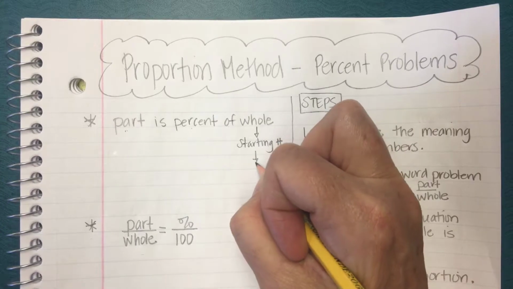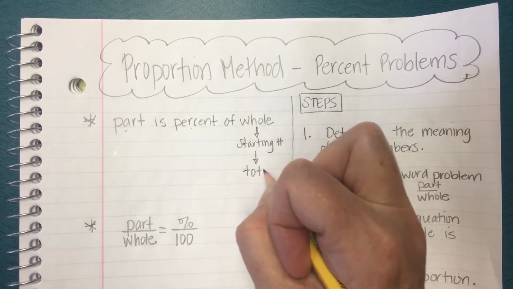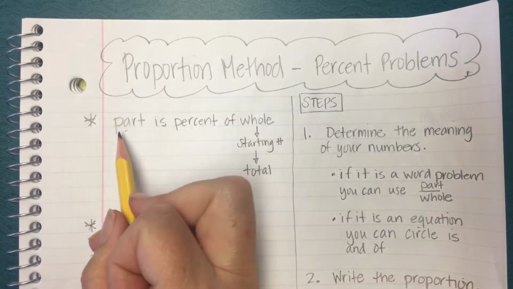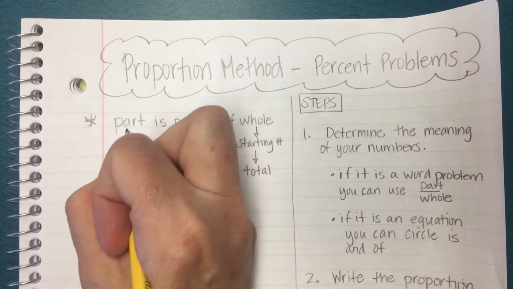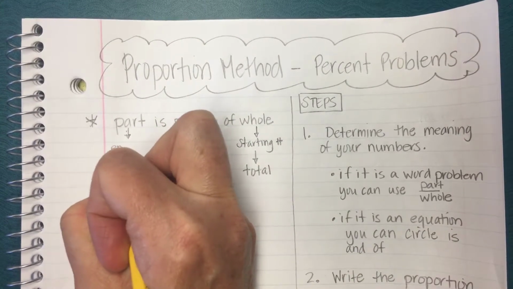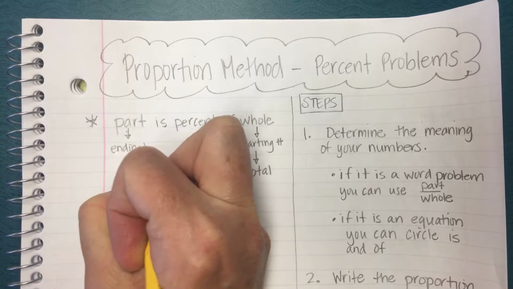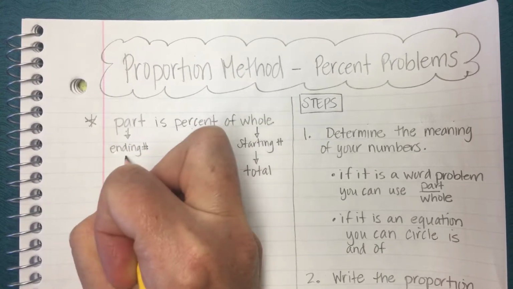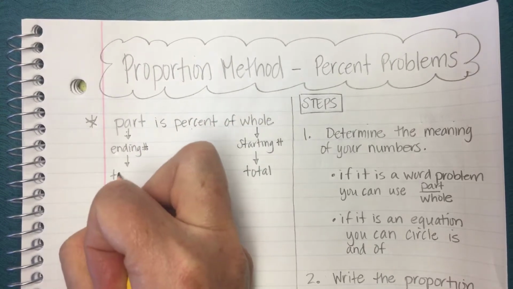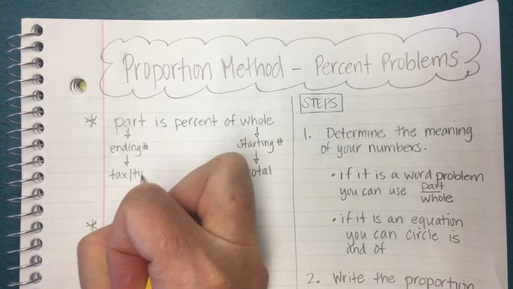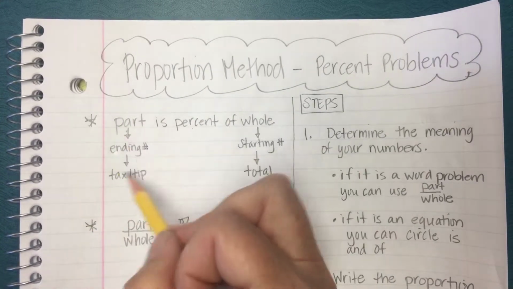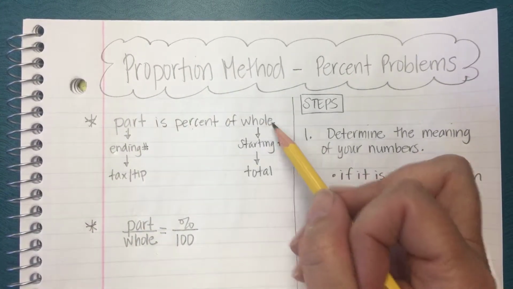It also may be our total. Whereas over here on the part side, sometimes that part is our ending number. Or when we get a little bit more into percents, it might be the tax or the tip that we're trying to figure out. This is a part of the whole.